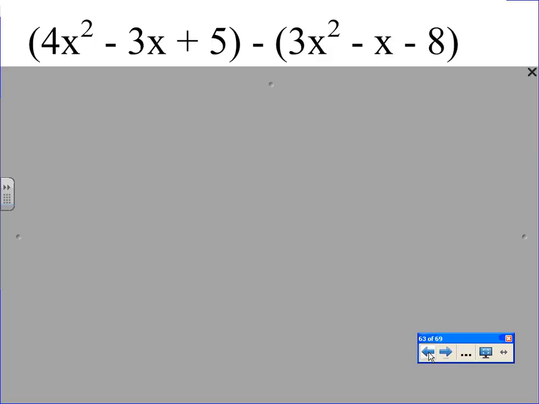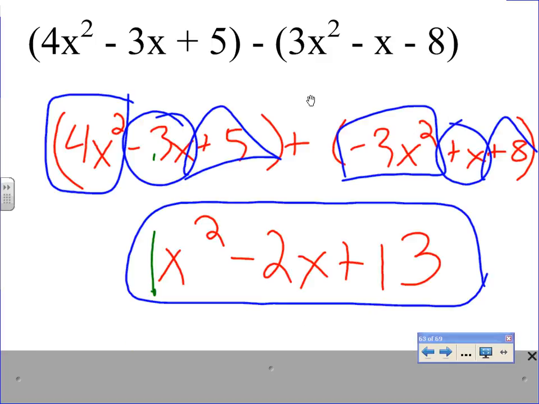Okay, on this one, don't forget a binomial times a trinomial. Take this term times everything. Take this term times everything. Distribute each of them, and then combine like terms.